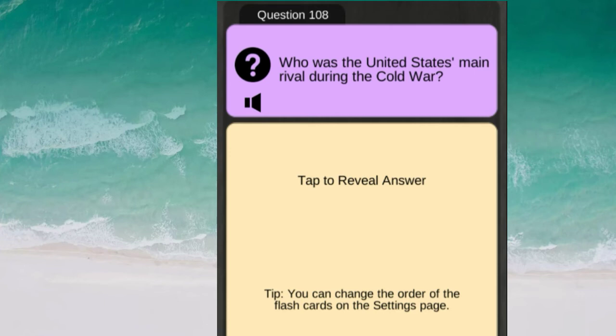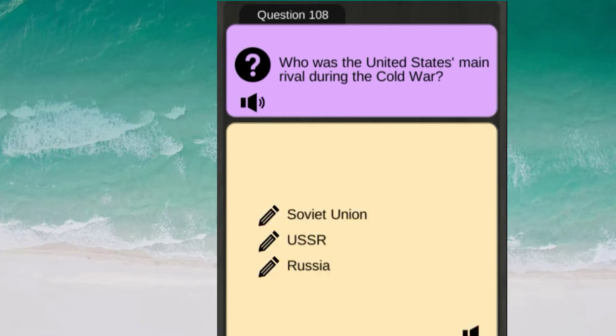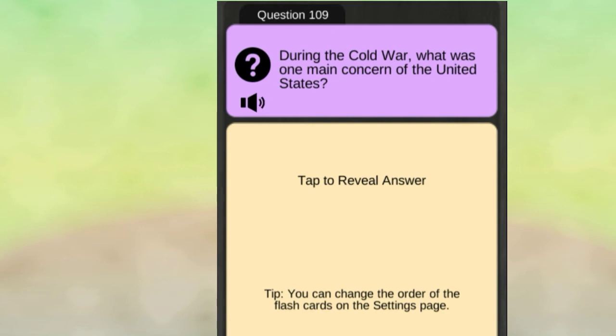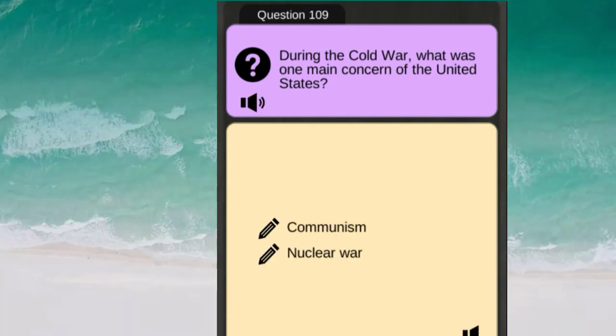Who was the United States' main rival during the Cold War? Soviet Union. USSR. Russia. During the Cold War, what was one main concern of the United States? Communism. Nuclear war.